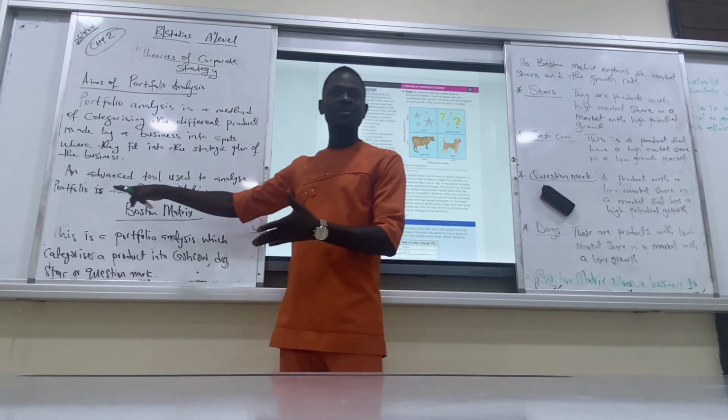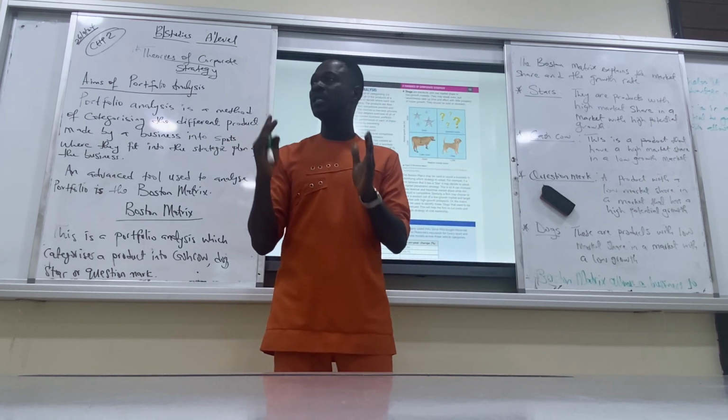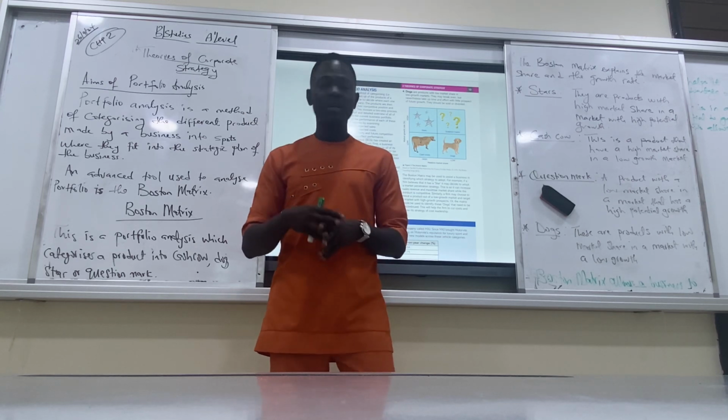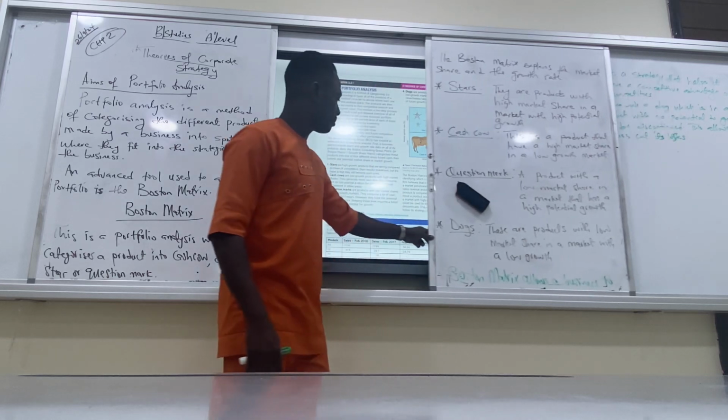So what's a Boston Matrix? A Boston Matrix allows a business to categorize its products into cash cow, dog, star, and question mark. So we're going to take one at a time. We start with the stars.